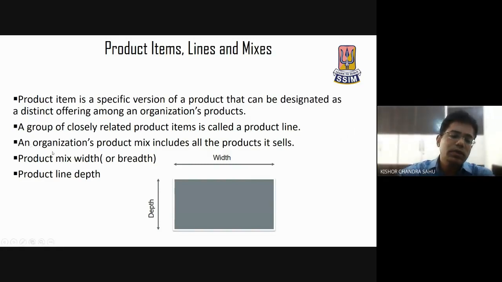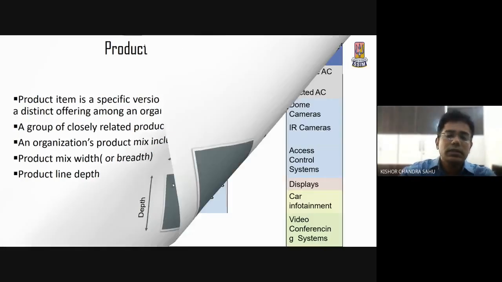In a product mix there are two things. One is width, and the second is depth. Width is the number of product lines you have. So if this is the entire chart of your product mix, the width is the number of product lines you have, and depth is the number of product items you have in one product line. A better example will be in this slide.